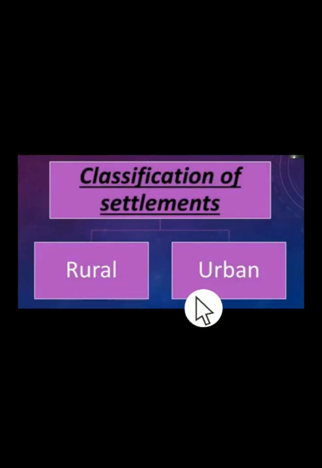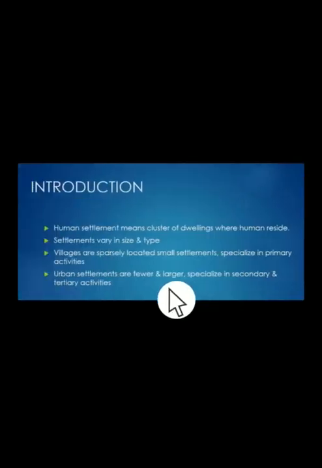Now let us see what we mean by rural and what we mean by urban. My dear students, rural is also known as villages, okay? So villages are sparsely located small settlements specialized in primary activities. Villages first of all are very sparse, that is, people staying there are very few in number, and they are mainly in remote areas, places very far away from the cities. And they have a very small settlement. Next, they specialize in primary activities.